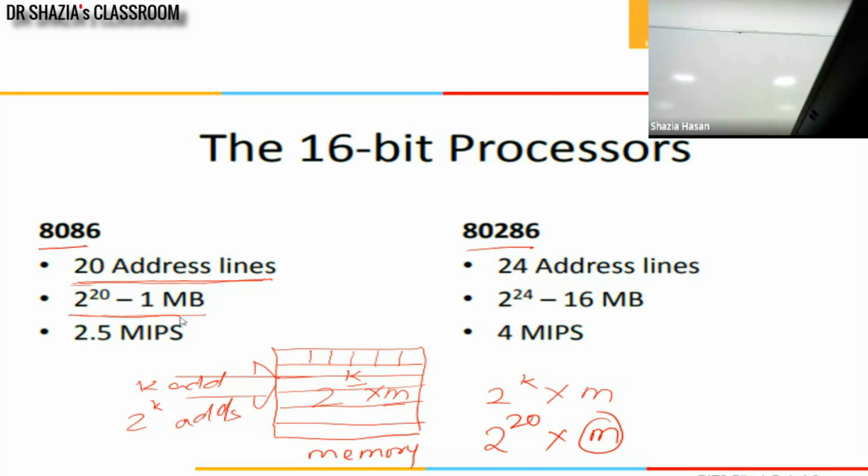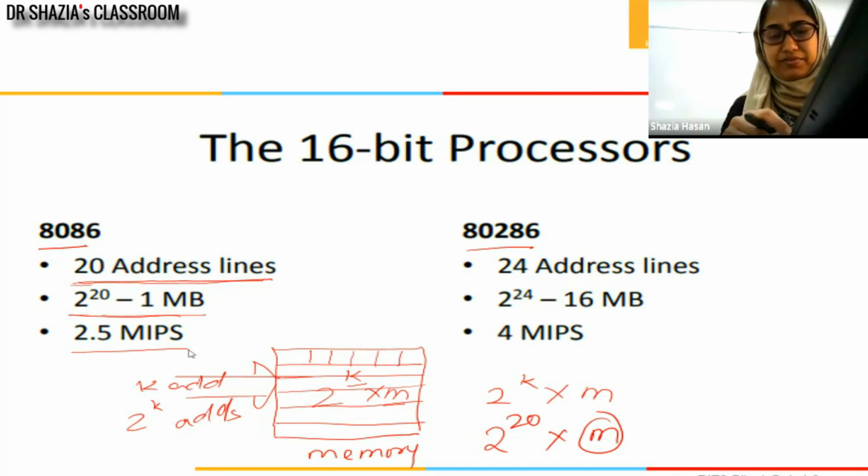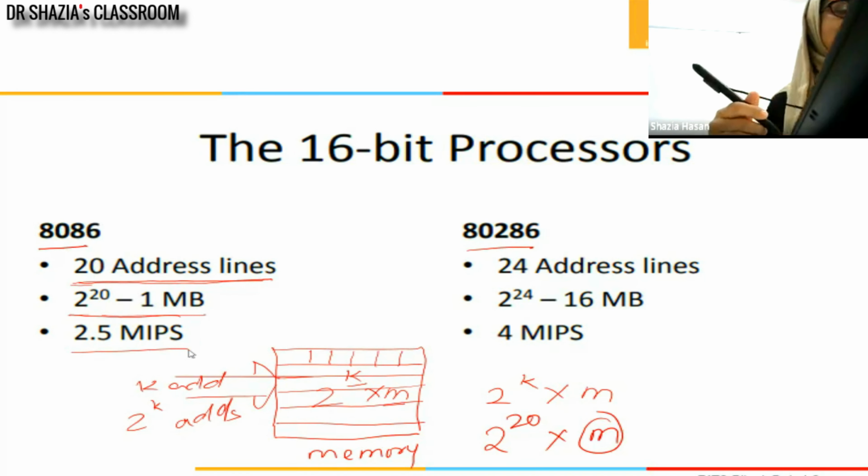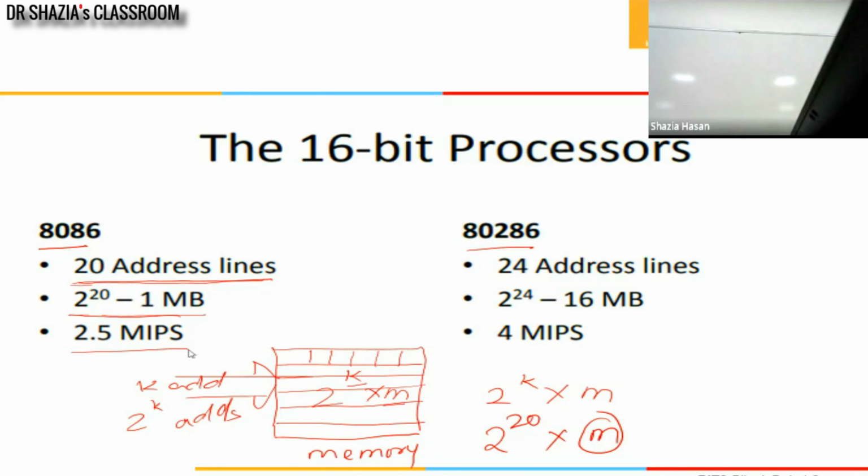And the last point shown here is about the speed of the processor. The speed of the processor is calculated in terms of instructions executed per second. So the 8086 processor is capable of executing 2.5 million instructions per second. This is the speed of the 8086 processor.